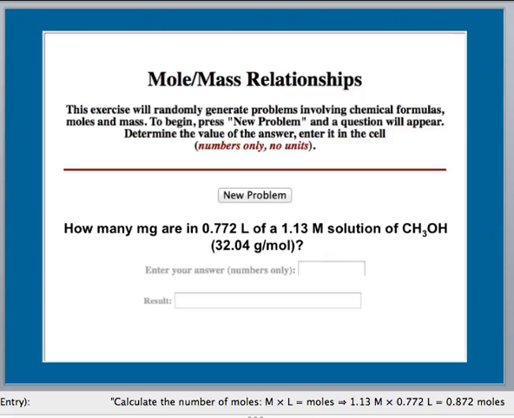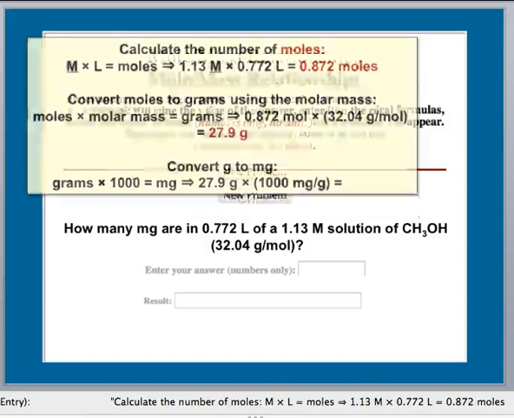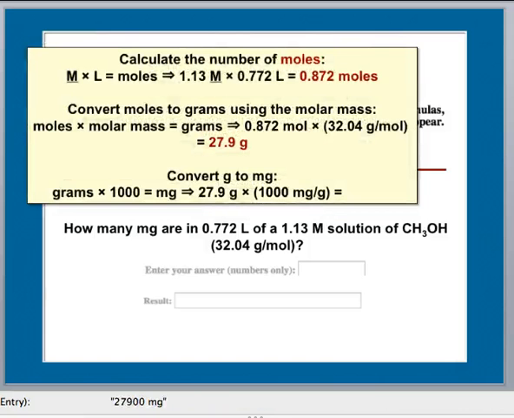Remember, your basic equation. Molarity is moles divided by liters. Here we need to solve for moles and then convert it to grams and then to milligrams. Concentration multiplied by volume is going to give us moles. Plug them in, 1.13 molar. We have 0.772 liters. We're dealing with 0.872 moles.